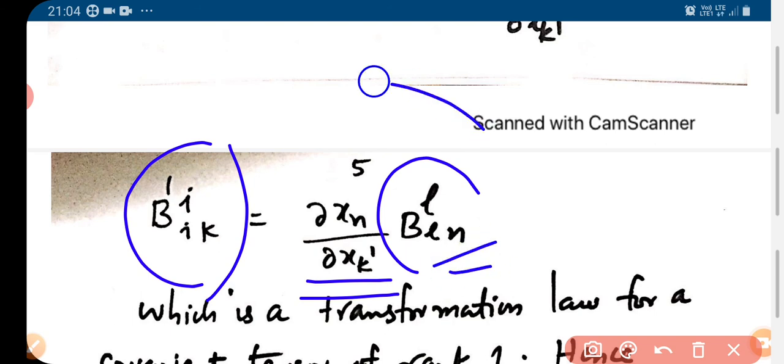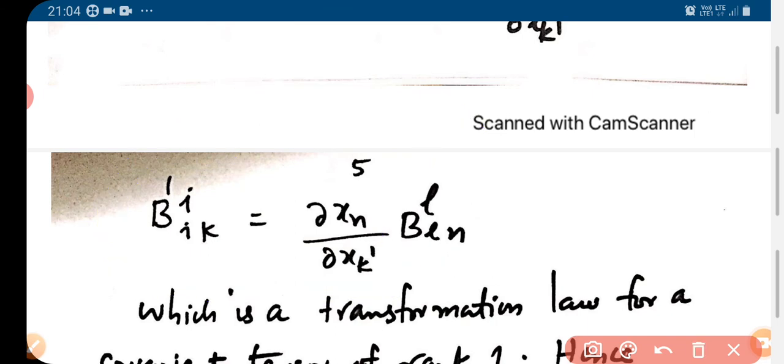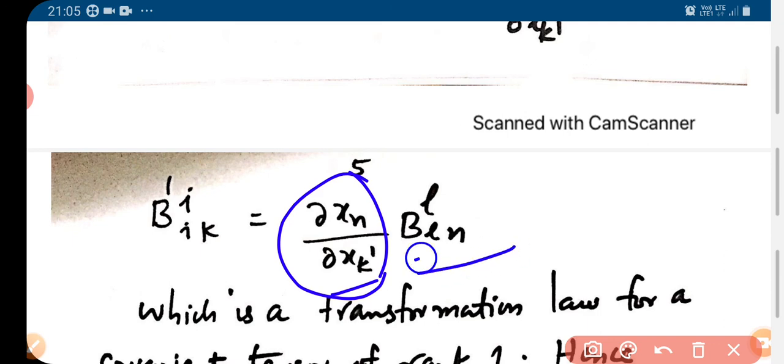So what type of tensor is this? Okay, how many indices are there? You may say there are two indices, so this is a second rank tensor. No, see the transformation here. We have only one ∂x and ∂x'^k here. So that means this quantity is a tensor of rank 1.